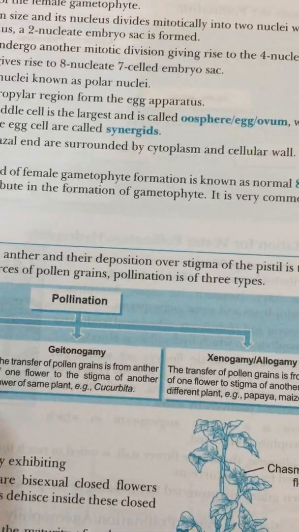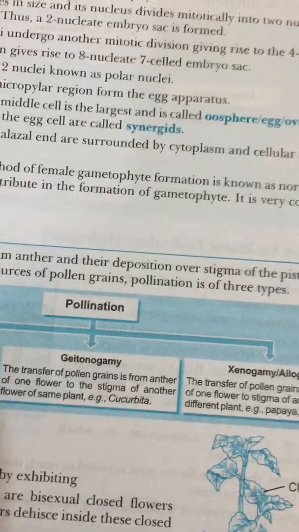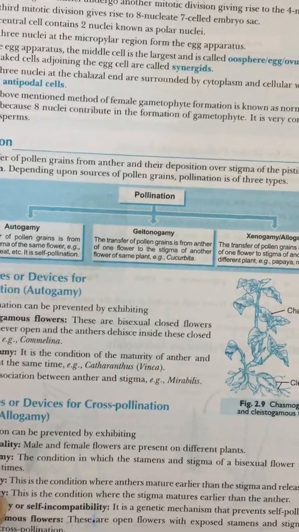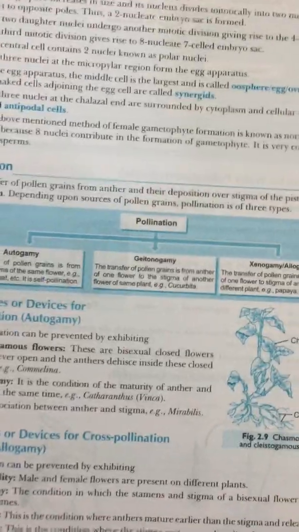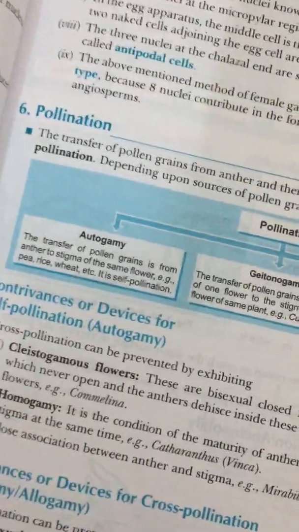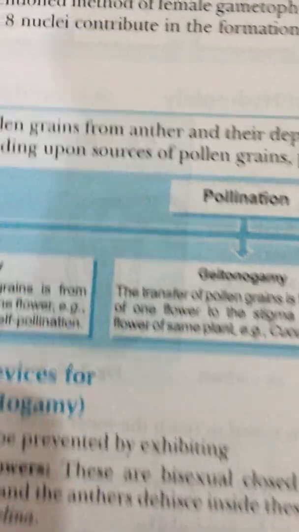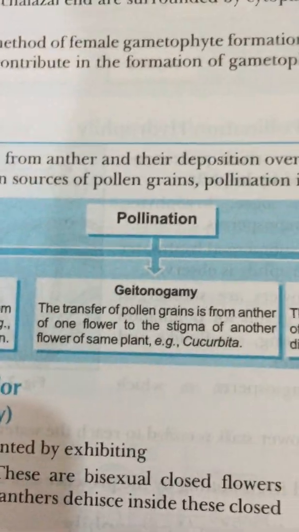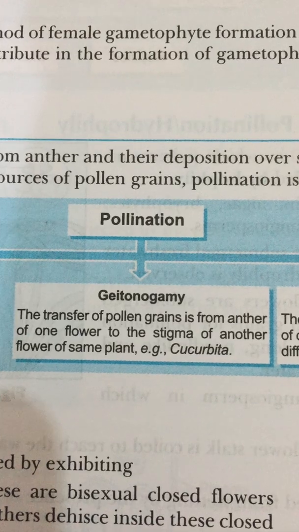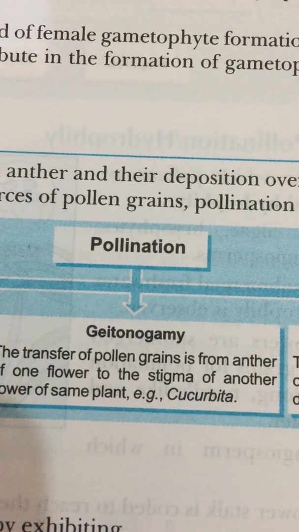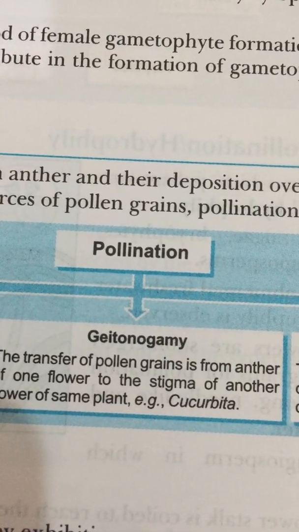So pollination is defined as the process of transfer of male gametes of plants, that is pollen grains, from anther to stigma of the same or different plants. This process of pollination is a mechanism to achieve this objective, because only if the gametes are transferred can fertilization occur. Depending upon the source of the pollen grain, pollination is divided into three types: autogamy, geitonogamy, and xenogamy.